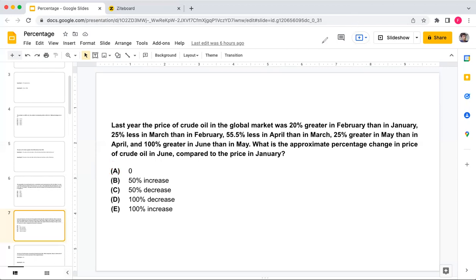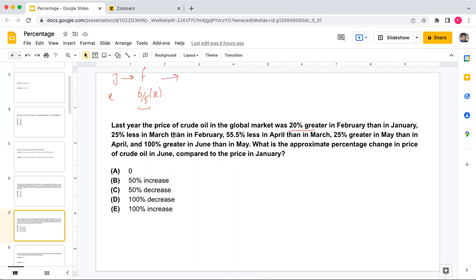Now let's try to solve this using the fraction part. The question is saying that last year, the price of crude oil in the global market was 20% greater in February than in January. Let this be X and this is 20% greater. So what is the multiplier for that in terms of fraction? That will be 6 by 5x, right? You can see why I write 6 by 5 here: because of the 20% increase from January to February.